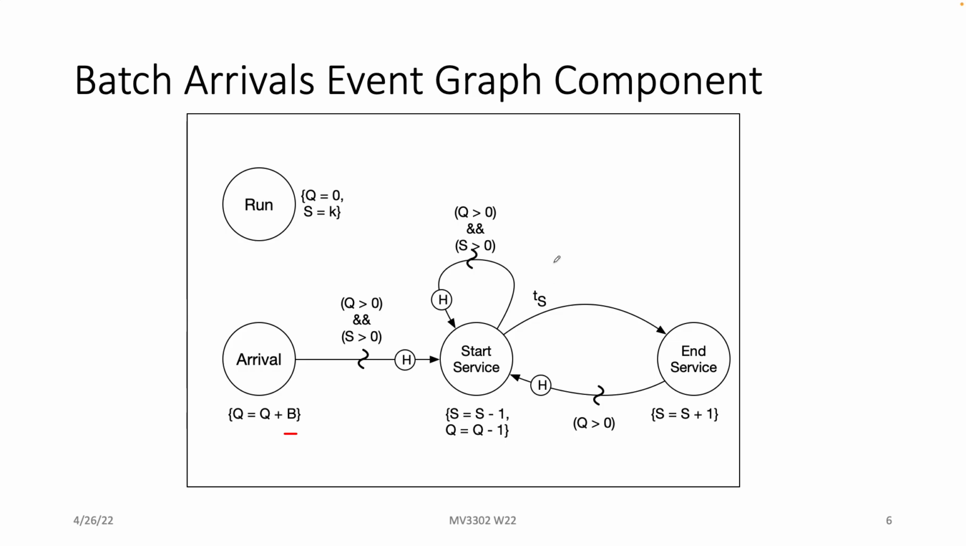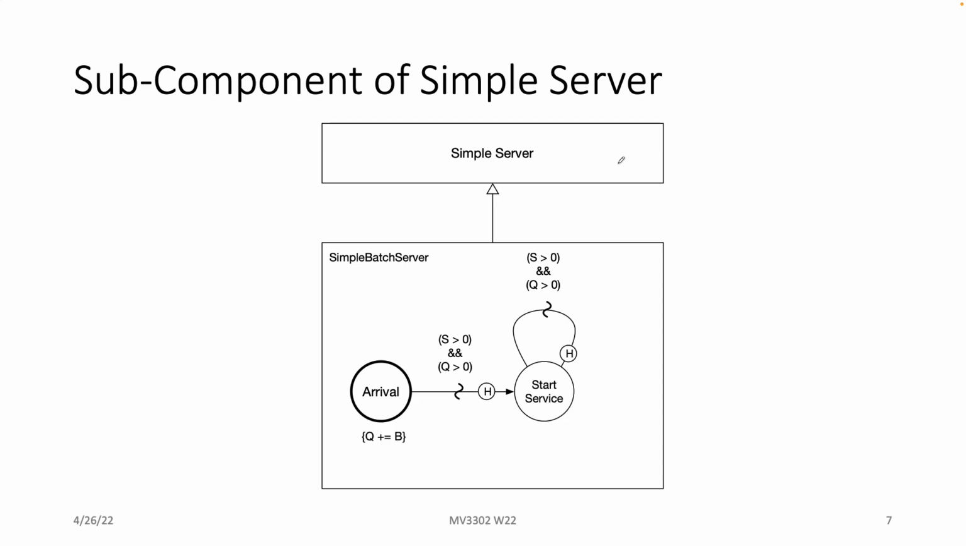So it would make sense that to do the minimum amount of work, why can't we just augment our basic multiple server queue component to add this piece and this piece? And this is how we do it. So here in the super component is our simple server. We've seen lots of examples of that. And now here's the subcomponent that simply adds the things that are different from the simple server.